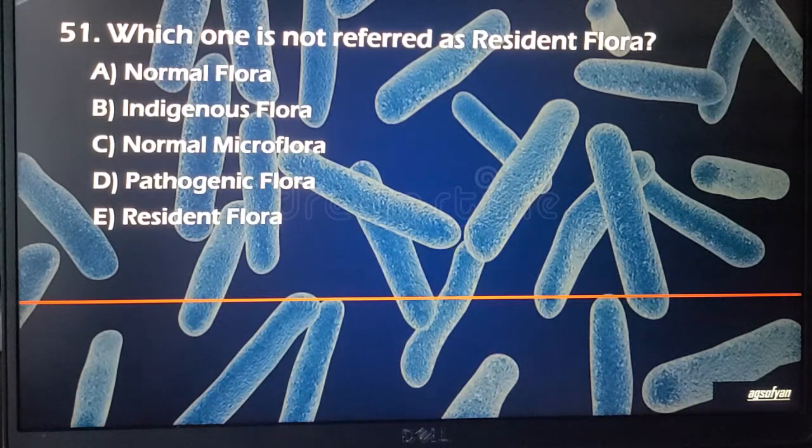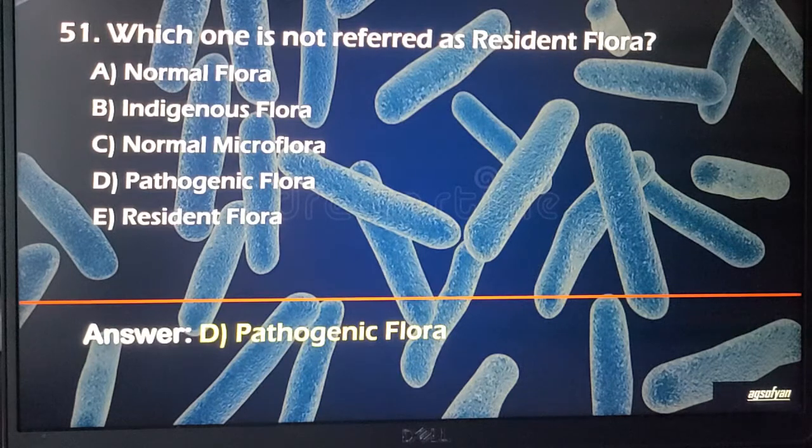Number 51. Which one is not referred to as resident flora? A. Normal flora, B. Indigenous flora, C. Normal microflora, D. Pathogenic flora, E. Resident flora. Choose your answer. Yes, the answer will be pathogenic flora.